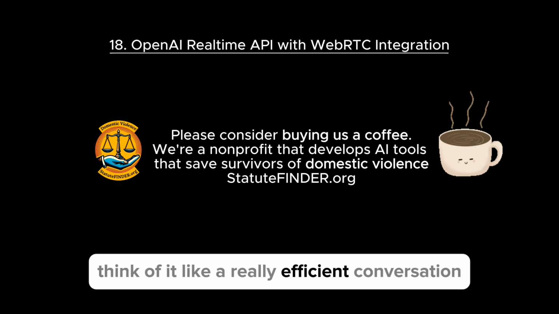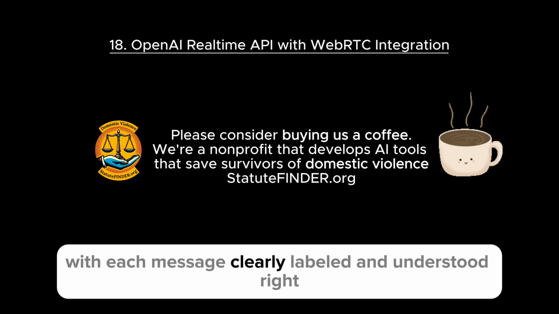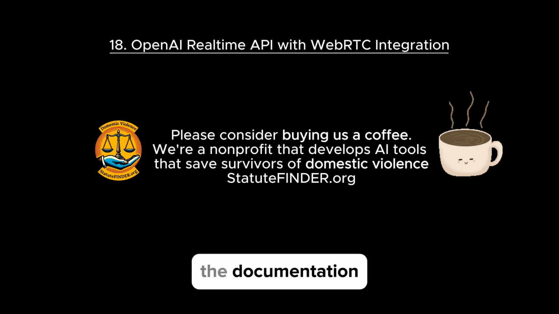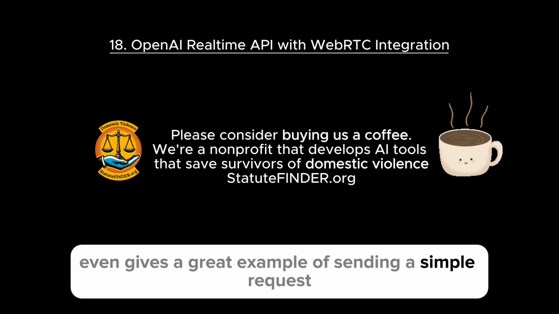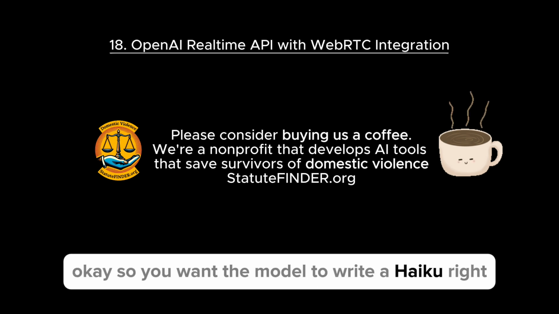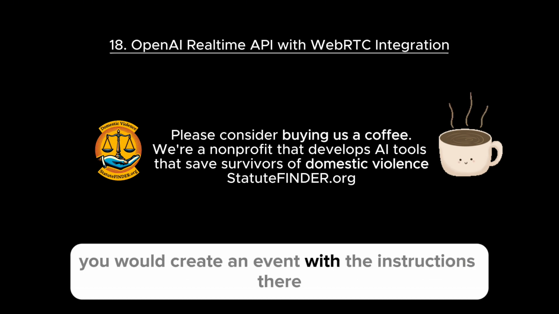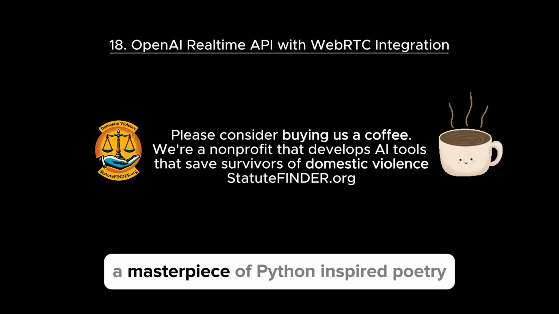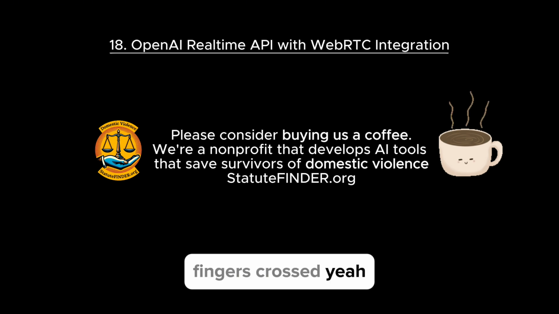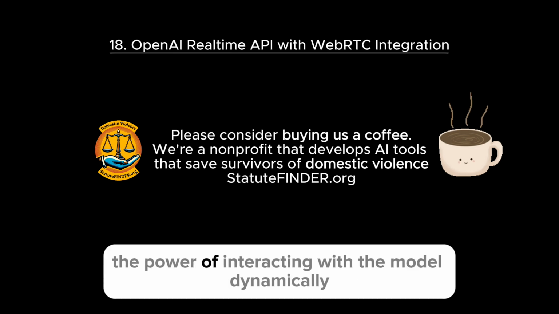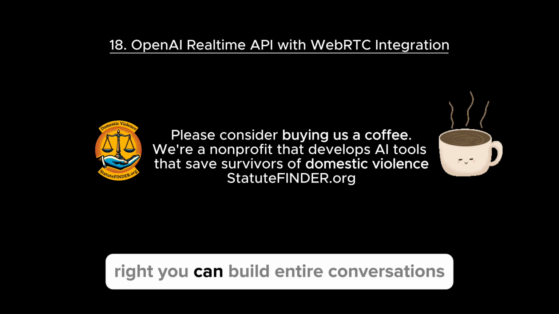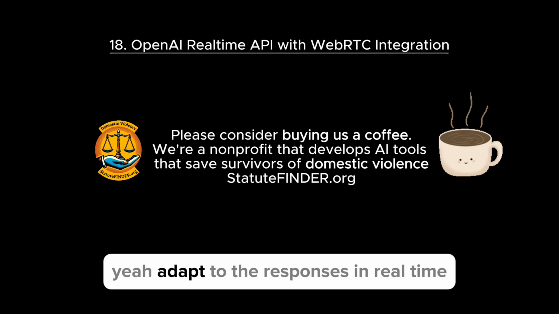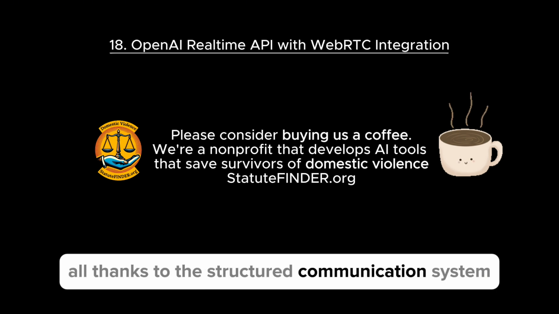Exactly. Think of it like a really efficient conversation, with each message clearly labeled and understood. The documentation even gives a great example of sending a simple request. Say you want the model to write a haiku. You would create an event with the instructions, write a haiku about learning Python, and send it off. And then the model would hopefully send back a masterpiece of Python-inspired poetry. Fingers crossed. But this really illustrates the power of interacting with the model dynamically. You can build entire conversations, adapt to the responses in real time, and it's all thanks to this structured communication system.